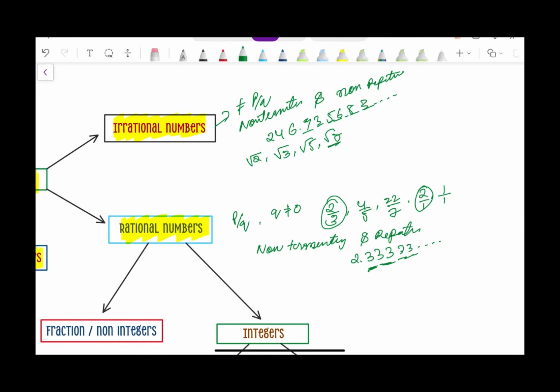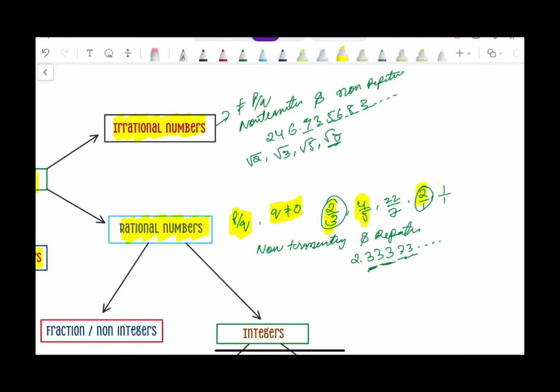So in simple terms, let me just give you a revision. Rational number means any number which can be written in P by Q form such that Q should not be equal to 0. That means the denominator should not be equal to 0, because if the denominator is 0, then the fraction is not defined. So any number which can be represented as a fraction is a rational number.